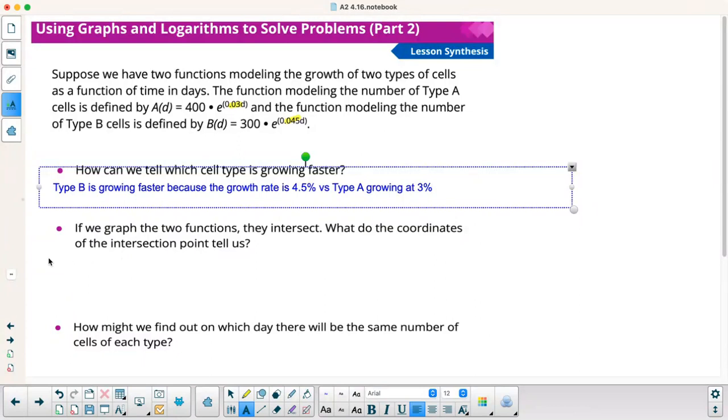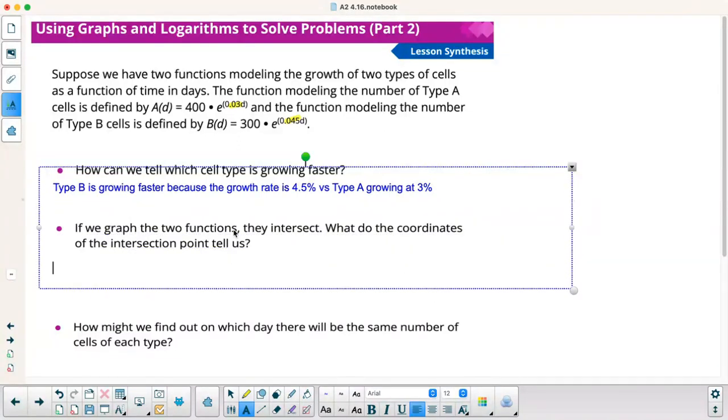All right, if we graph two functions and they intersect, what do the coordinates of the intersection point tell us? Well, that tells us the number of days, I think it's d for days, the number of days when the two functions will have the same number of cells. Okay, so the days would be the x coordinate, or the horizontal coordinate, and the number of cells would be the vertical coordinate.